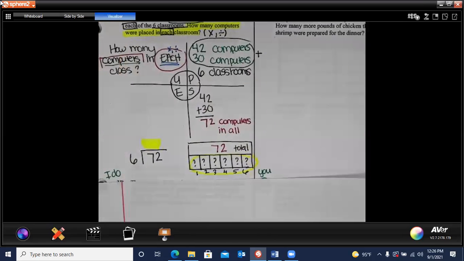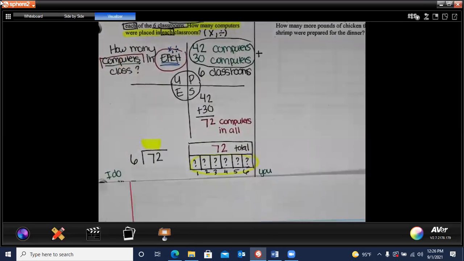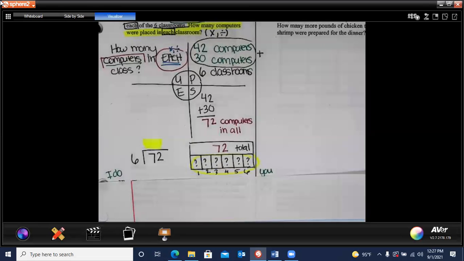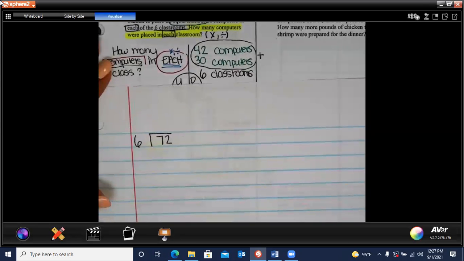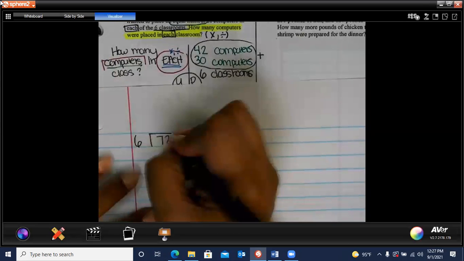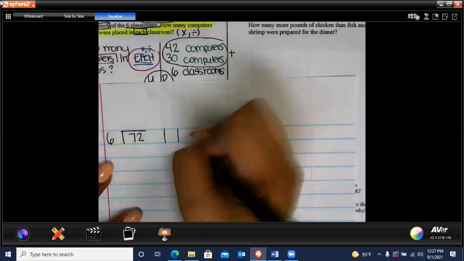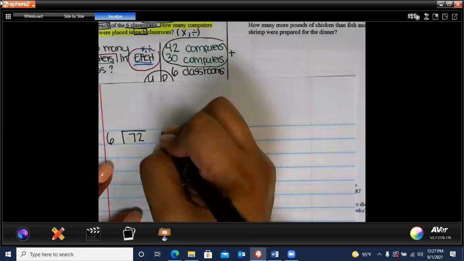So what I have here, again, I'm going to write it down on my paper just so I have space. I know that I have 6 groups and a total number of 72. I want to know how many groups of 6 will fit into 72. Here we go. So I'm going to break this down even easier by using my strip, what is it called?